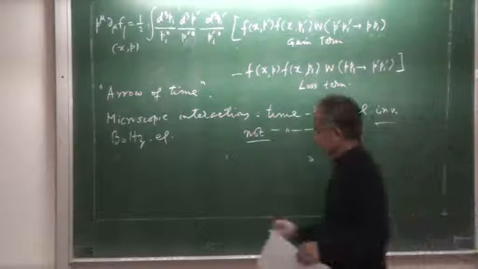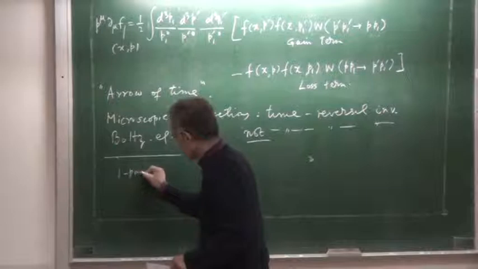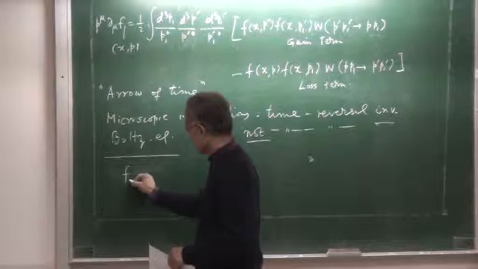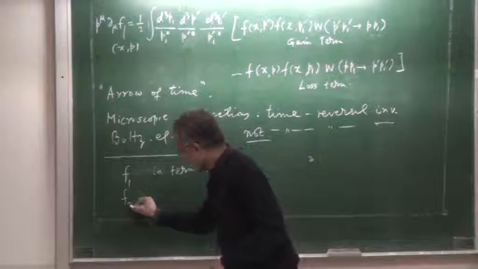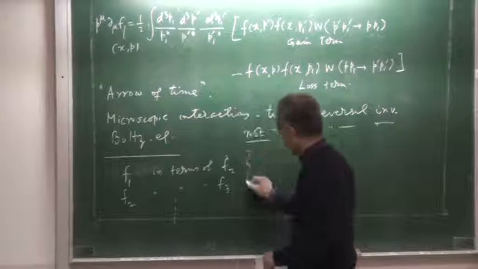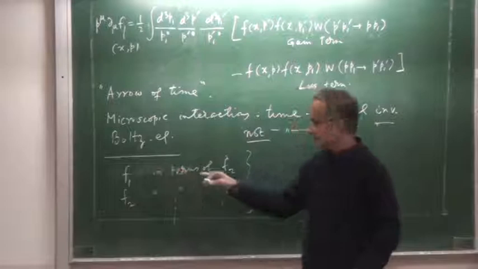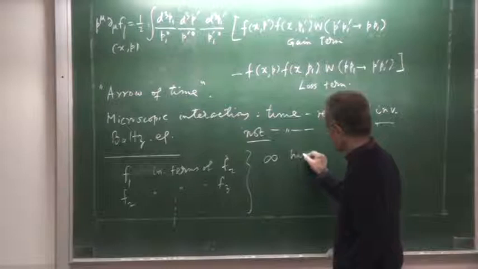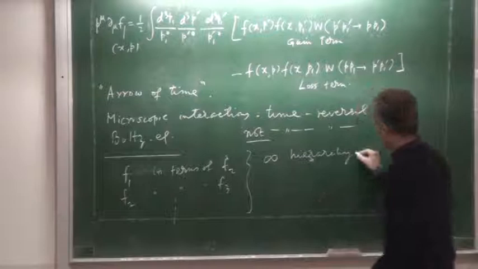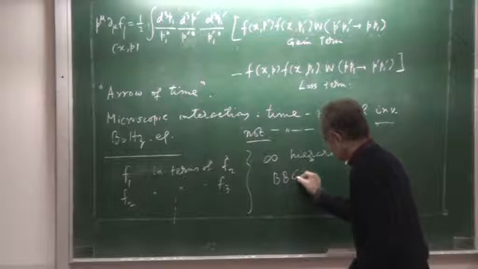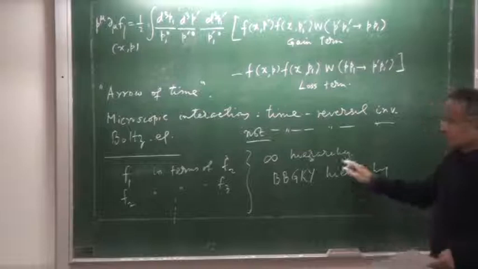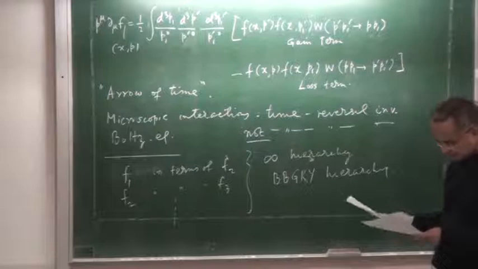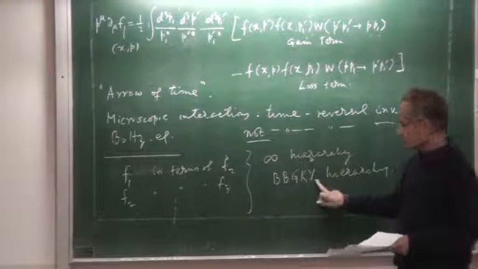I talked about the one particle distribution f. The one particle distribution should be strictly written in terms of the two particle distribution and so on. So this is an infinite hierarchy. It's called the BBGKY hierarchy, which you have truncated while deriving the Boltzmann equation. These are Bogoliubov, Born, Green, Kirkwood, and Yvon. So, this is what we truncated.